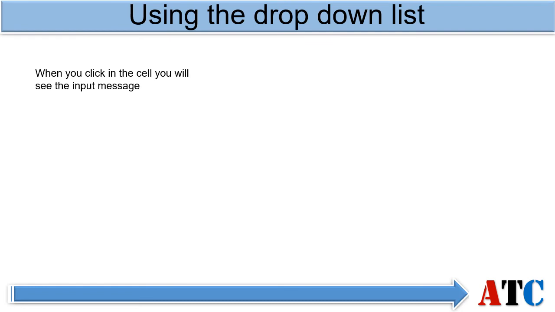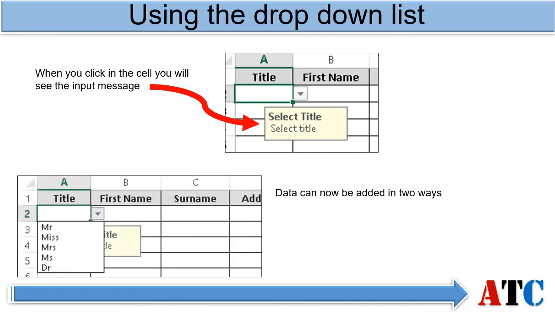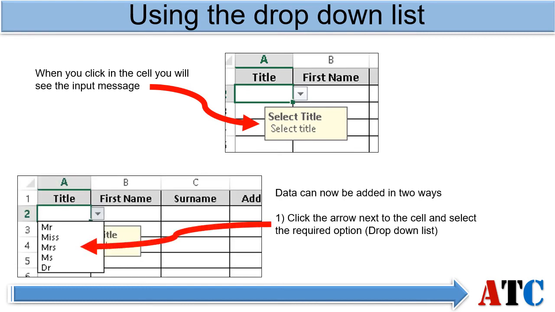If we hover on our first validated cell, you will see my little input message pop up, Select Title. The data can now be added in one of 2 ways. You can click the arrow next to the cell and select the required option, which is our drop-down list, or you can type the title into the cell.